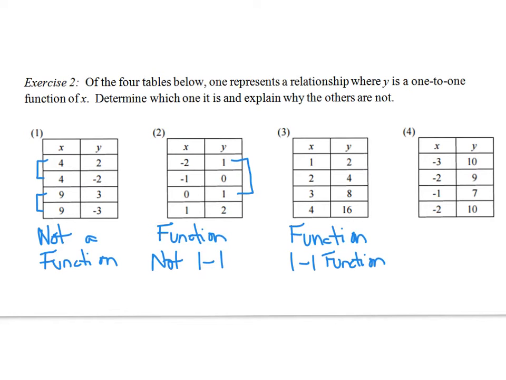For number 4, we see that to begin with, -2 is repeated as an input value with different outputs, so that automatically tells us that this is not a function. So again, as soon as something is not a function, we aren't even going to think about it being a one-to-one function. It can't be a one-to-one function if it's not a function to begin with.